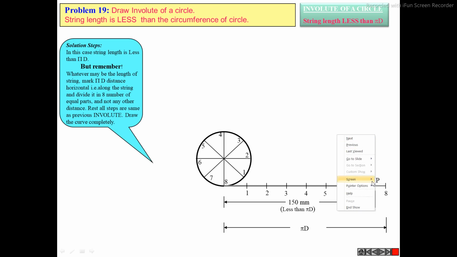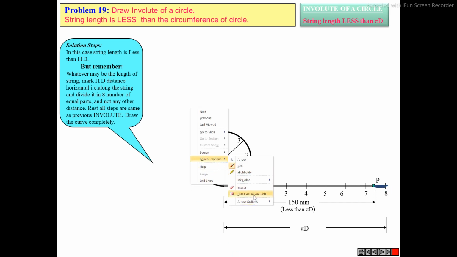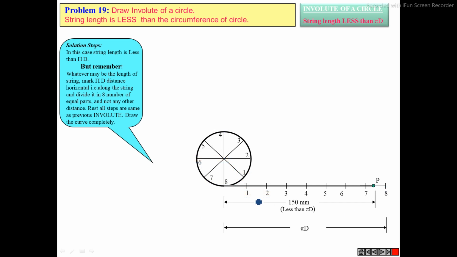You have wrapped this much portion 1 minute before. You don't know. That is 8p length. Okay. From which point will my curve start? My curve will start from point P, not from point 8.